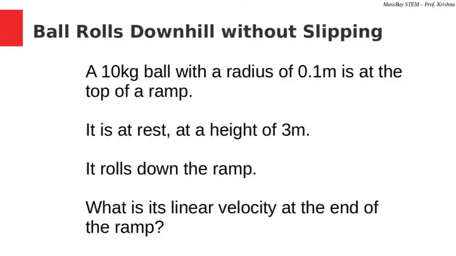Consider this puzzle. A 10 kilogram ball with a radius of 0.1 meters is at the top of a ramp. It is at rest at a height of 3 meters. It rolls down the ramp. What is its linear velocity at the end of the ramp?